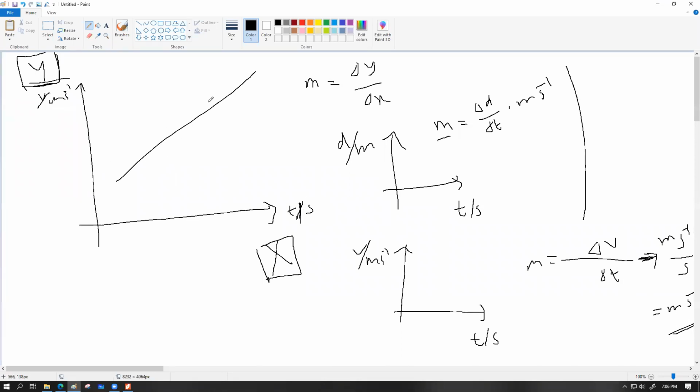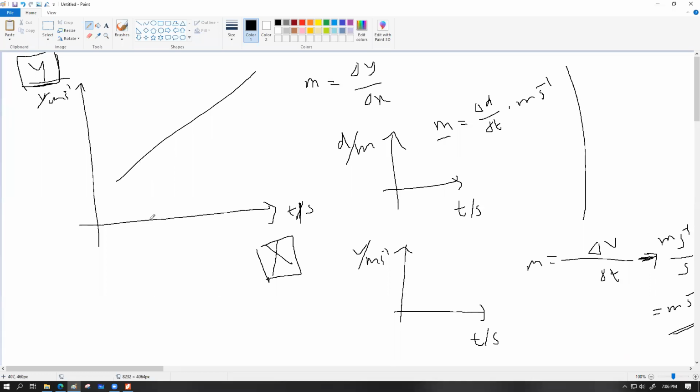So let's say we have this graph given, and then the question tells you to find the acceleration from the graph. So you draw a big enough triangle and go ahead to calculate the gradient of the graph, which works just fine.